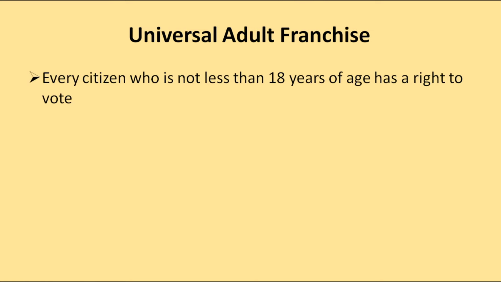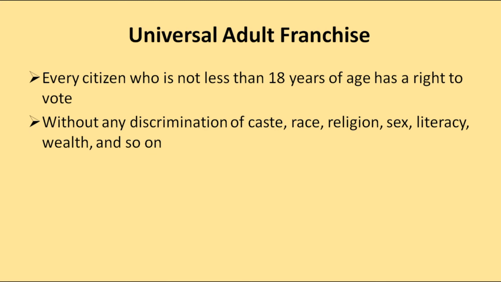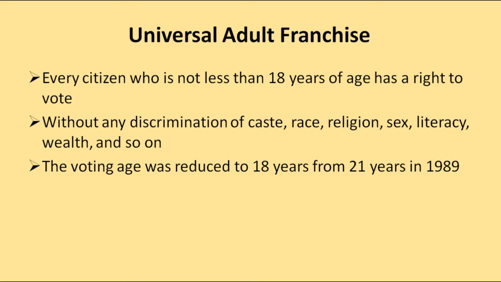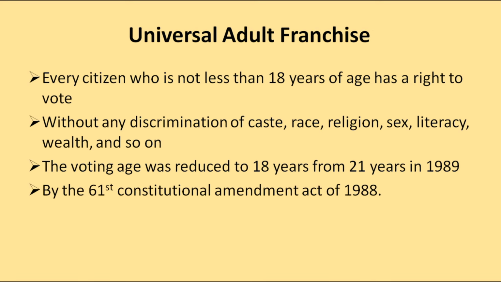Then universal adult franchise. Every citizen who is not less than 18 years of age has a right to vote, irrespective of his caste, race, religion, sex, literacy, wealth, and so on. The voting age was reduced to 18 years from 21 years in 1989 by the 61st Constitutional Amendment Act of 1988.